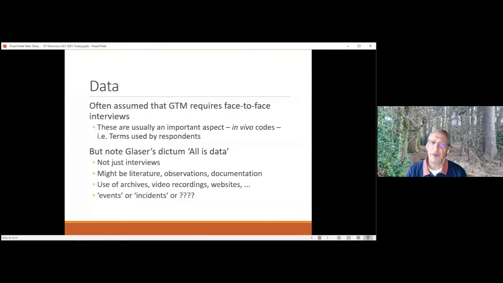It's usually assumed that grounded theory requires face-to-face interviews. I've just been doing one study and I'm starting another one, which in the nature of the pandemic, I'm having to use various things like Zoom or Teams. But you're usually doing interviews one-to-one. But Glaser's idea that all is data means you can use focus groups, you can look at literature, you can video, all sorts of things. Anything can be data as far as grounded theory is concerned.